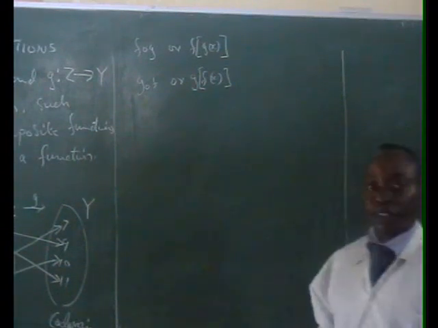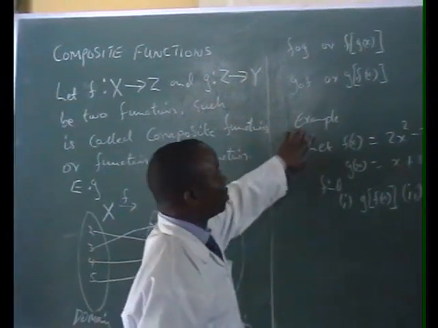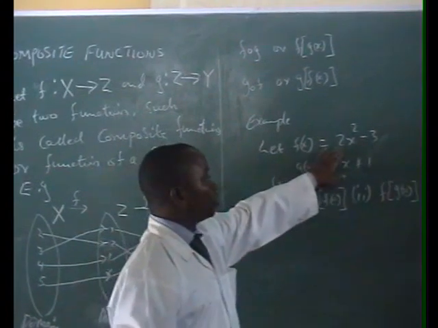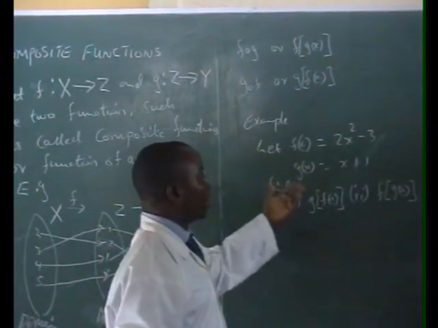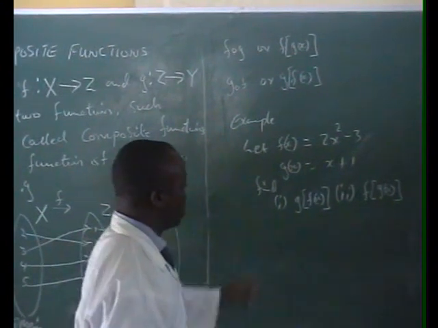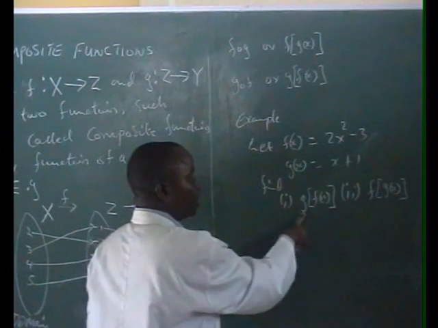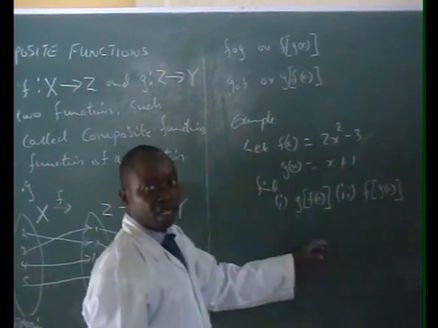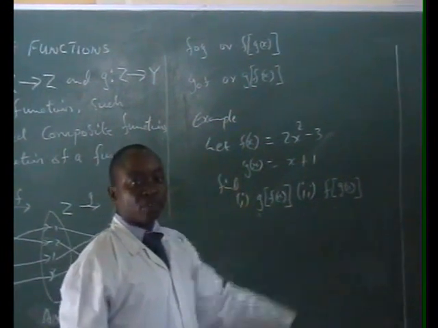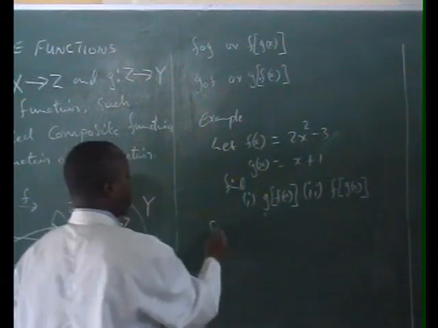Let's take examples. Now, let's look at this example. Let f of x is equal to 2x squared minus 3, and then g of x is equal to x plus 1. We're going to find, number 1, g composite f, and number 2, f composite g. Let's get the solution.